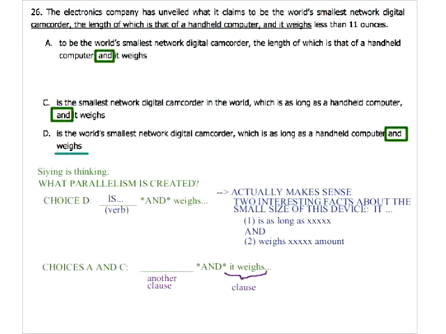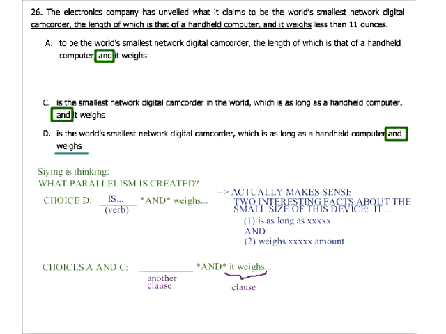Text box. Chat box, whatever you want to call it. What's actually parallel to "it weighs" in choices A and C? Yeah, it's the main clause, right? It's "the electronics company has." Because everything else is modifiers, and you cannot put a modifier in parallel to a clause.